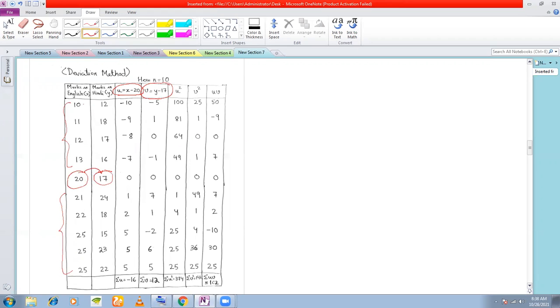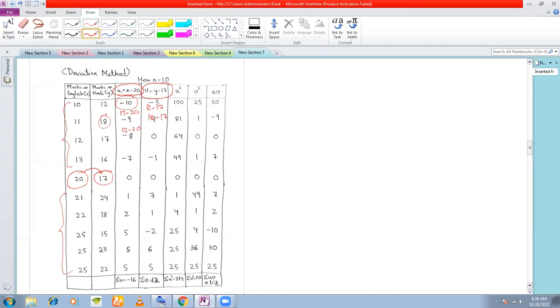And you calculate all this. So first one is 10 minus 20, which is minus 10. Second one is 11 minus 20, which is minus 9. This is 12 minus 20, which is minus 8, and so on, right? Similarly, for this one, you've got 12 minus 17, which will give you minus 5. This is 18 minus 17, which gives you 1, and so on.